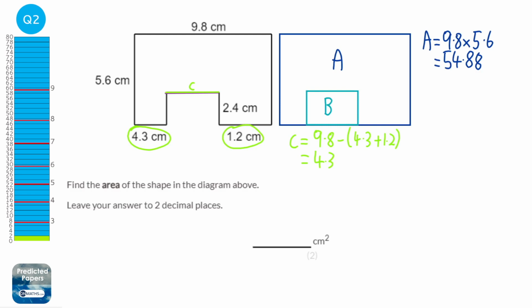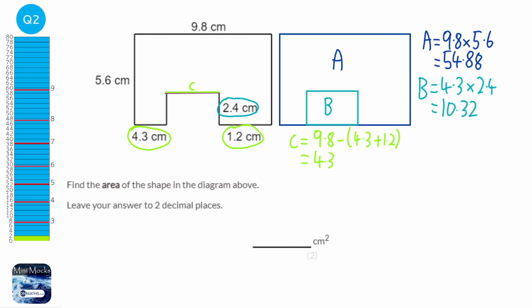So we know that that's 4.3, so now we can work out the area of rectangle B, and all we're going to do for that is the 4.3 we've just found times the 2.4, because it's obviously a length of 2.4. When I do that, I get 10.32.